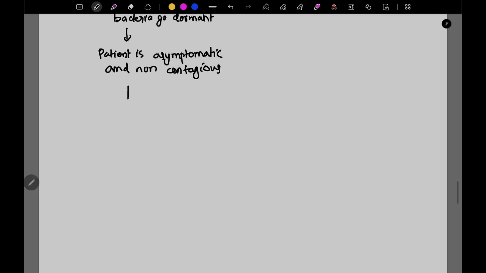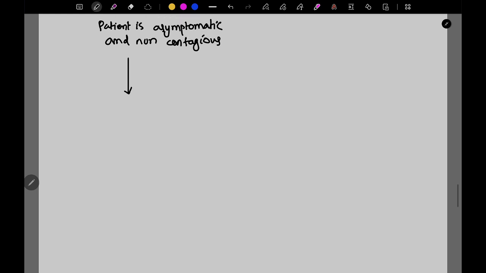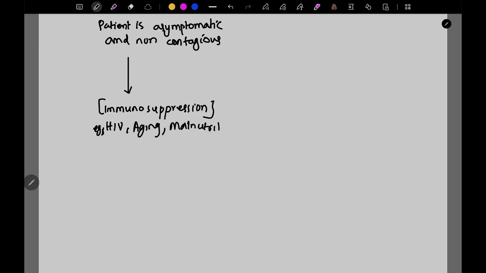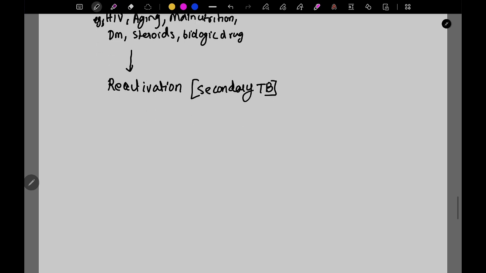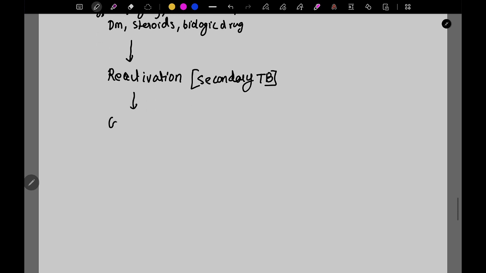But the bacteria are actually staying dormant in that person, and when there occurs an immunosuppression, when the immunity of that person goes down, like in HIV, in aging, in malnourished people, then in diabetes mellitus, in people who are taking steroids or other biologic drugs, in these people these dormant bacteria reactivate. Reactivation is called secondary tuberculosis. The dormant bacilli wake up and the granuloma cavitates and ruptures.